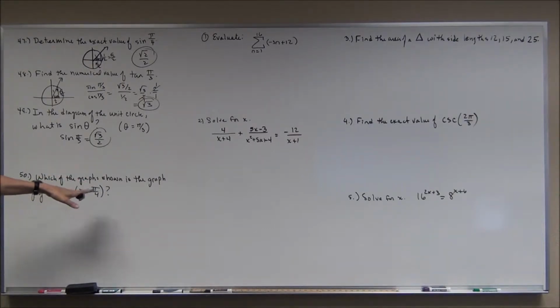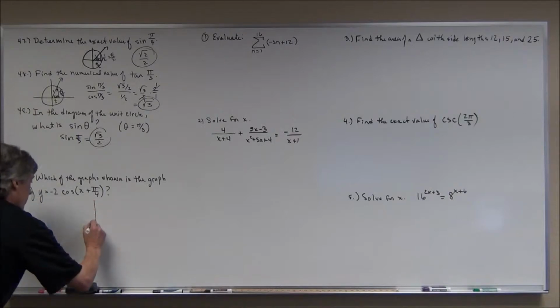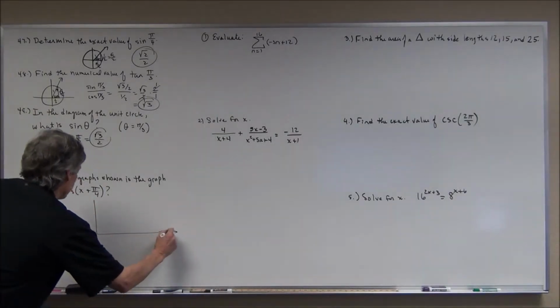Now this one says, which of the graphs shown below? This one's got a lot of stuff going on. This got reflected, and there's a stretch, so the amplitude is 2. The negative reflects it, and that pi over 4 shifts it to the left. So I'm going to get a really rough one here.